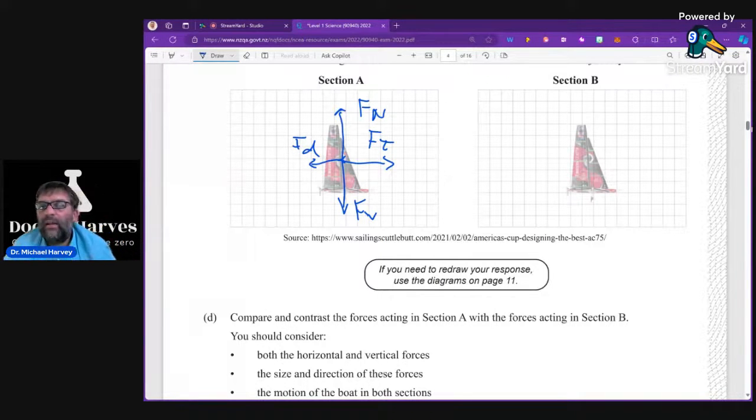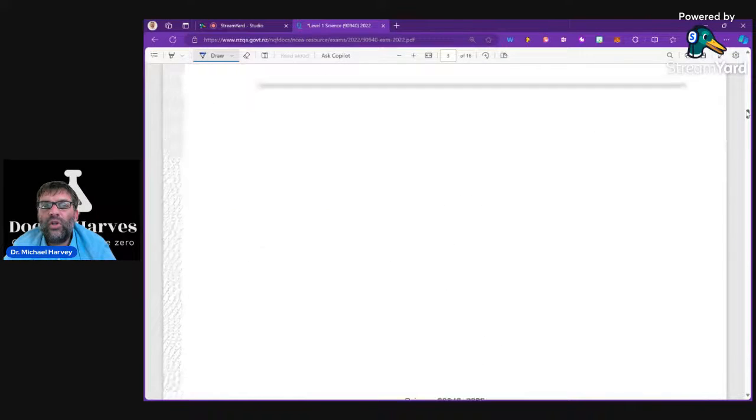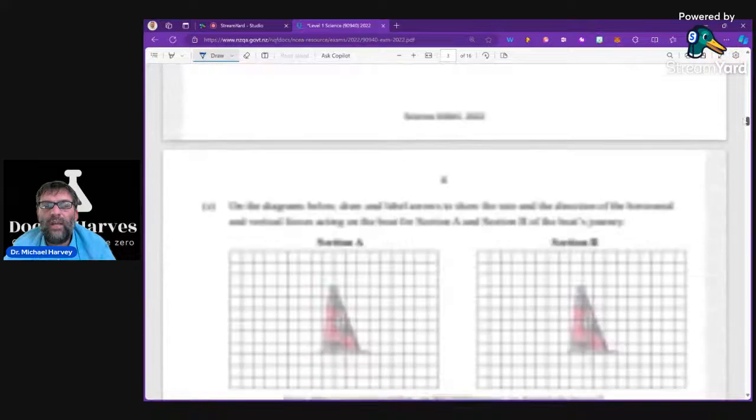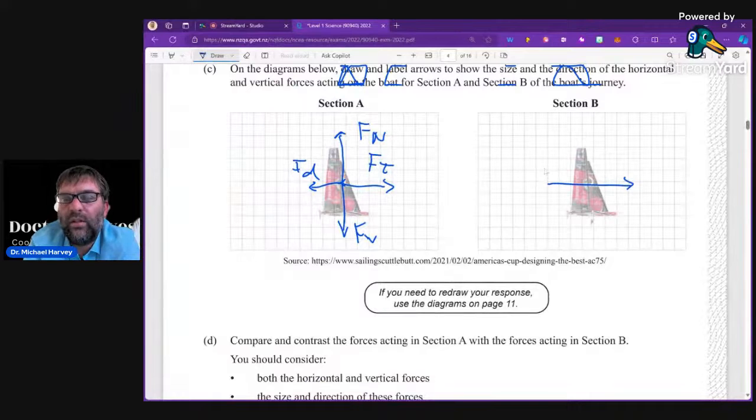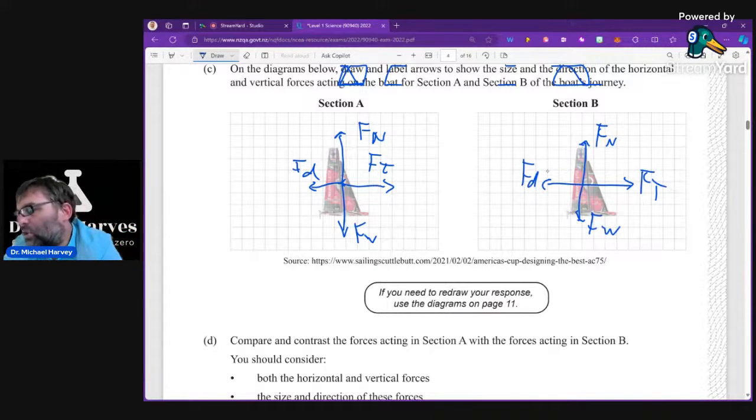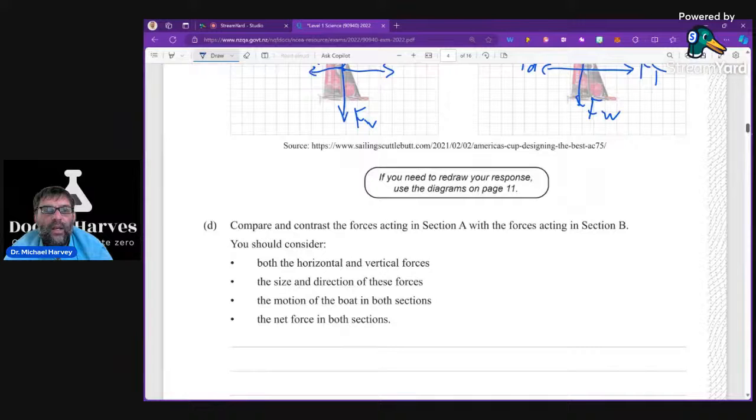And for section B, here we have constant speed, so there's no acceleration. That means basically all the forces are nicely balanced: the normal force, the weight force, the thrust force, and the drag force. Because they're all balanced, by Newton's second law, net force equals mass times acceleration. There is no acceleration, therefore no net force. They all cancel each other out, which is part of the discussion you have in part D.